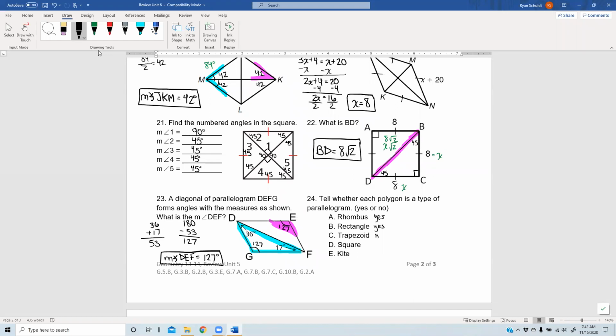No. A square? Right on. And a kite? Nope. So the only types of parallelograms we have are a rhombus, a rectangle, and a square. Trapezoid and kite? No way, Jose.